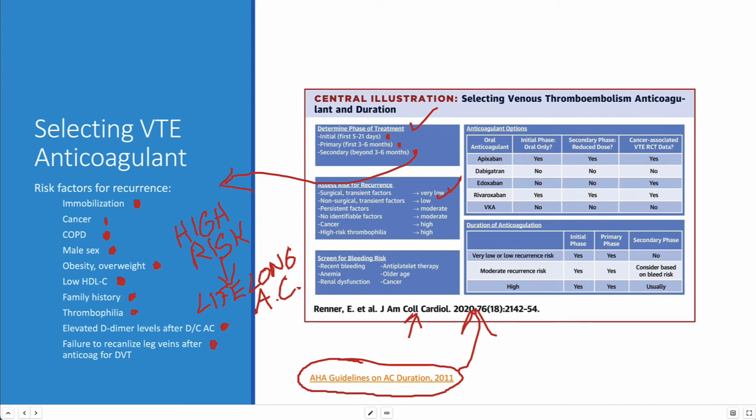phase. But if they have cancer or have high risk of reclotting, as shown in that list, then they're going to be on lifelong anticoagulation. And the agents that we use are shown here, and they all have very similar uses here. Okay? VKA, by the way, is Coumadin, vitamin K antagonist.